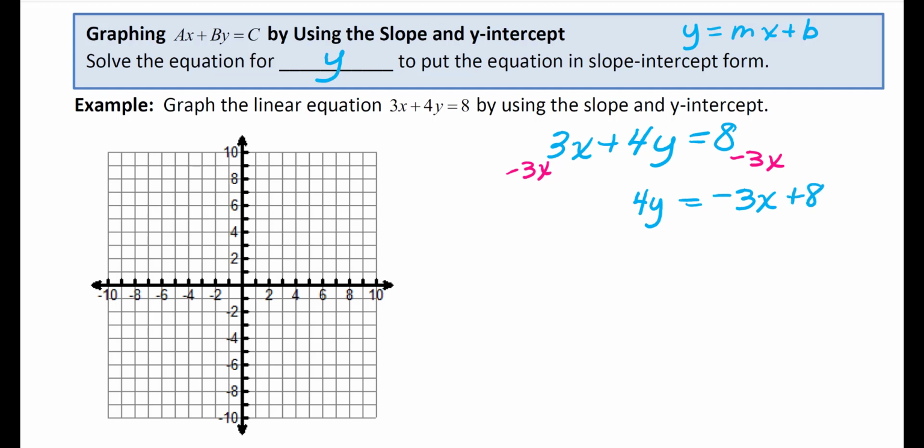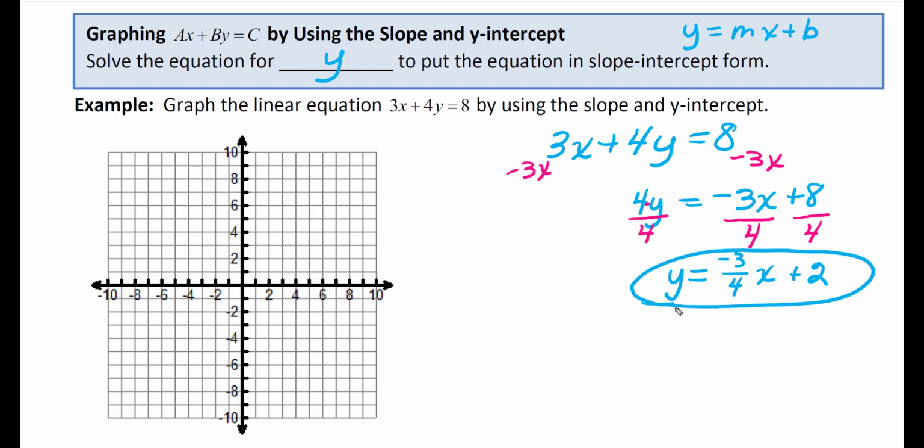Next, I'm going to get rid of the coefficient of 4. This, remember, is 4 times y, so we're going to have to divide by 4. And I like to divide each term by 4 on the other side. This will give us the equation: 4 divided by 4 is 1, so we're just left with 1y or y. And then I'm going to be left with negative 3/4 x. I'm going to keep it as a fraction, plus 8 divided by 4 is 2.